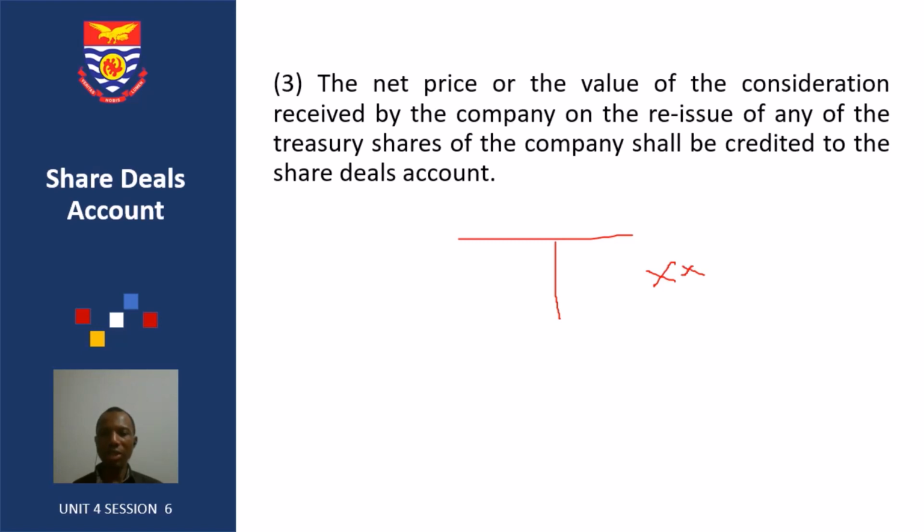So let's assume that at first we had 120, then the net value for reissue of shares we had 100. So it will be credited to this side. Here, as I said, credit, here debit. Then the share dealing account, SD. So this is what we are saying.